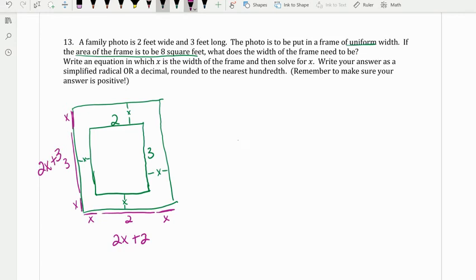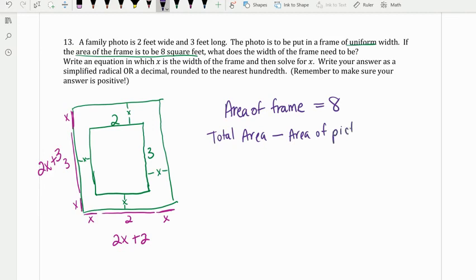Okay, so for our area, we know we want the area of the frame to be 8 square feet, so that should equal 8. To get the area of just the frame, that border that goes around the picture, we take the total area and subtract the area of the picture. If I take the area of this entire rectangle and subtract out the picture in the middle, that leaves me with the area of just the frame. So that would equal 8.